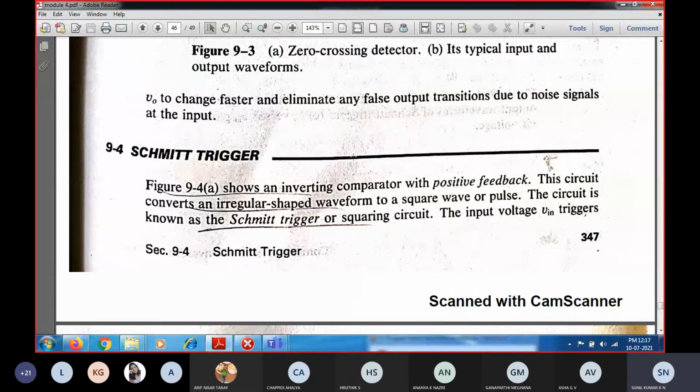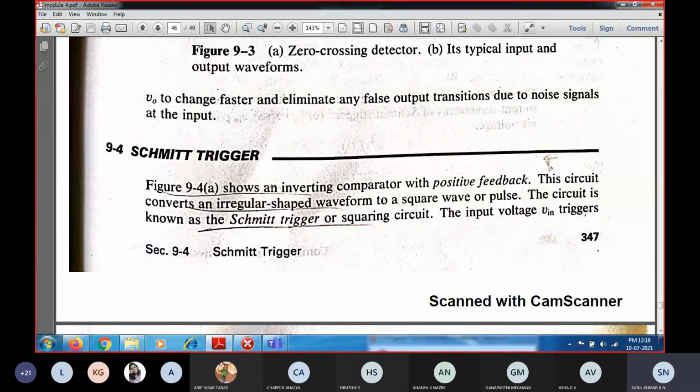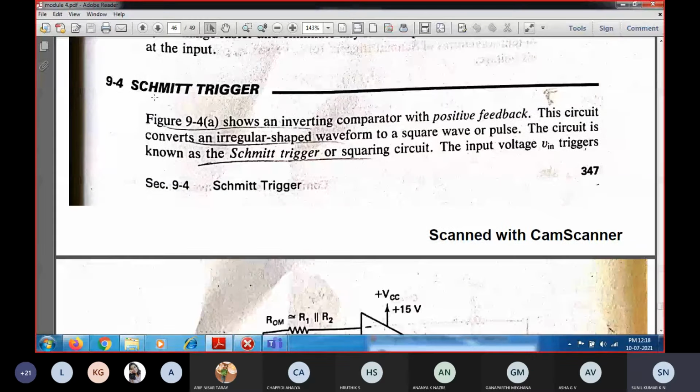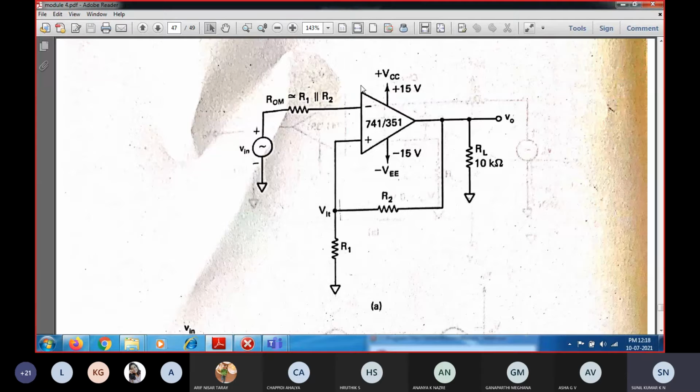So that is about open loop configuration. There is a similarity between the open loop amplifier configuration as well as the Schmitt trigger application. In this Schmitt trigger circuit application, you are going to see the same operational amplifier, the op amp, and in this op amp we are going to have positive feedback.